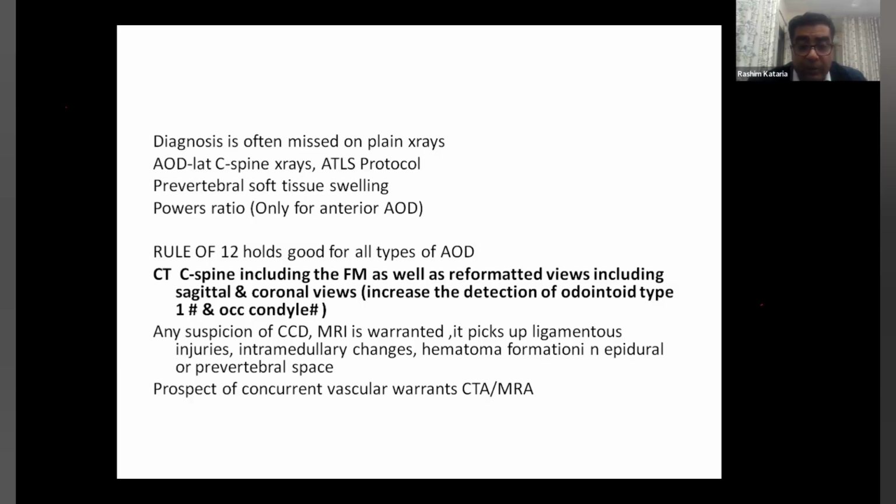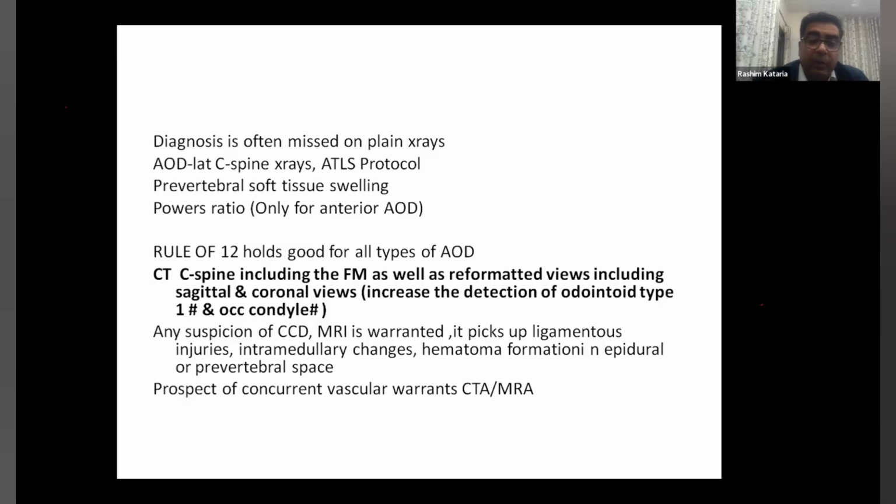Rule of Spence and rule of Harris, the rule of 12 as it is called, holds good for all types of atlanto-occipital dislocation. So it is better in terms of getting information about the atlanto-occipital dislocation.